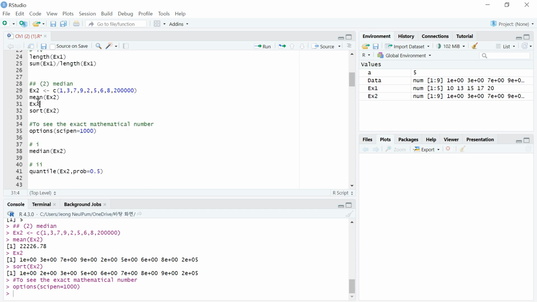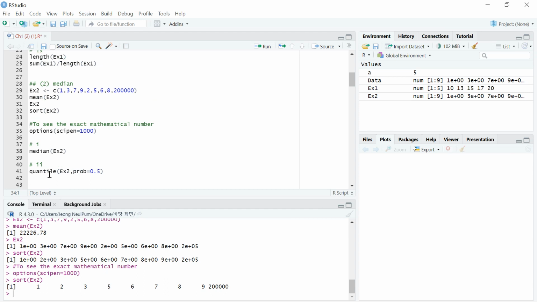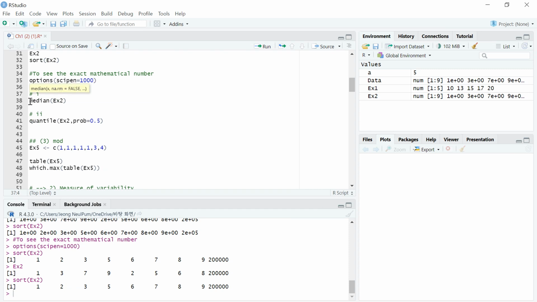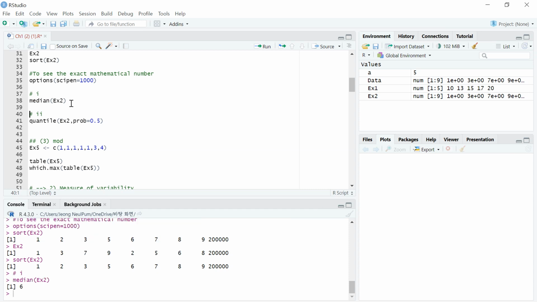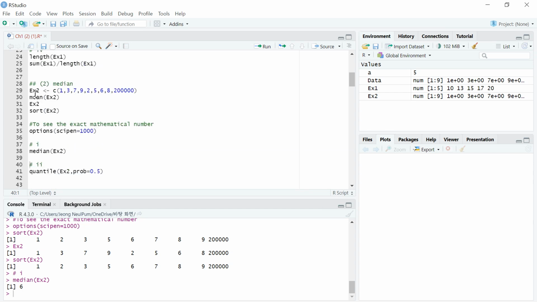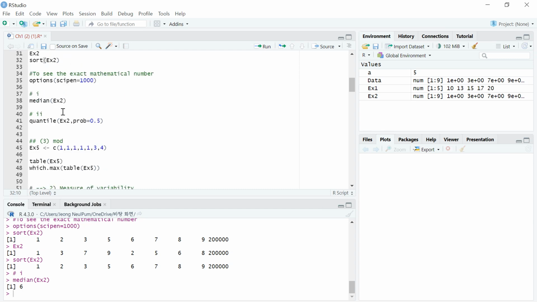So let's run the code again. You can see that this is our original vector, which has 8 values. And with the sort function, we can get the sorted values, which is very easy. And because our programming language already gives us the median function, we can get the median value, which is 6, which can explain the central location of our variable ex2 more rightly, yeah.